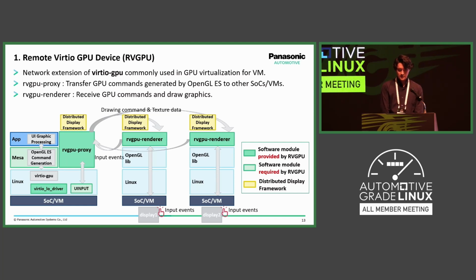RVGPU also creates virtual input devices such as mouse, touch, and keyboard using U-input devices. If you touch the remote display, input events can be sent to applications via the U-input devices created by RVGPU.